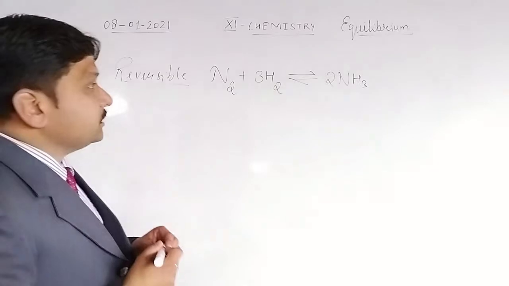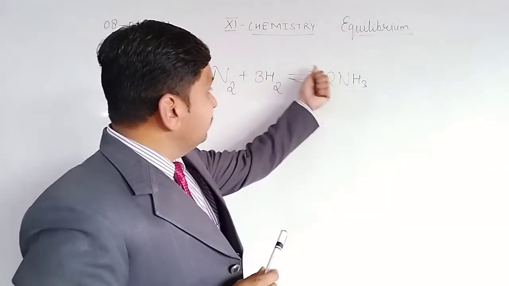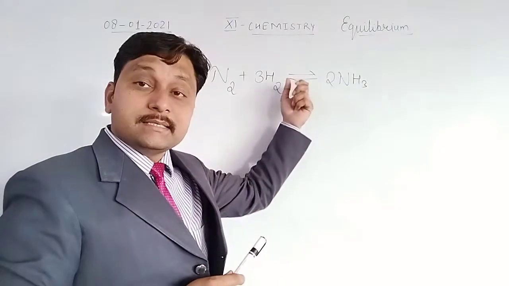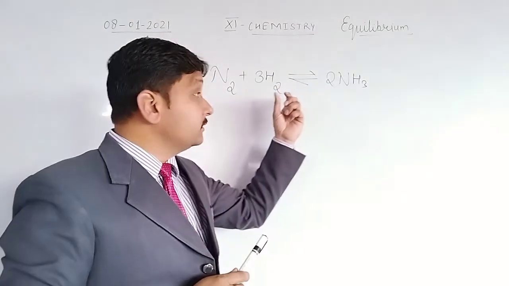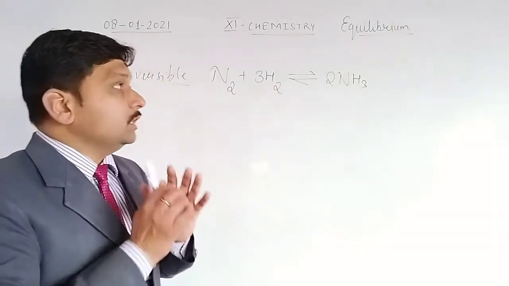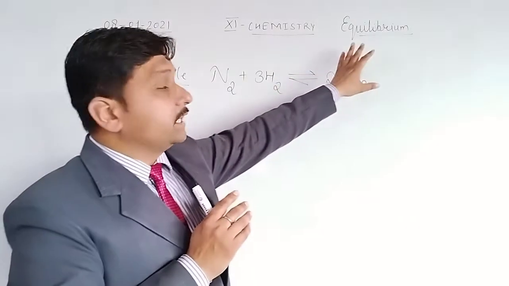In reversible reaction, we always represent it by this double-headed arrow. This is a double-headed arrow that is represented in both sides, reactant side and the product side. So now the question arises, what is about the equilibrium?